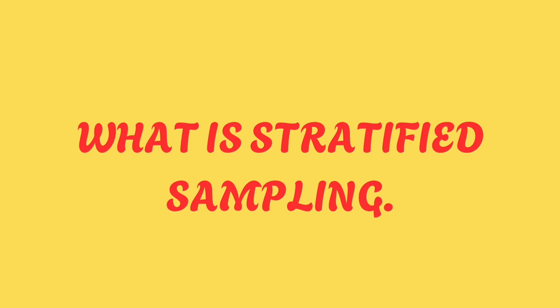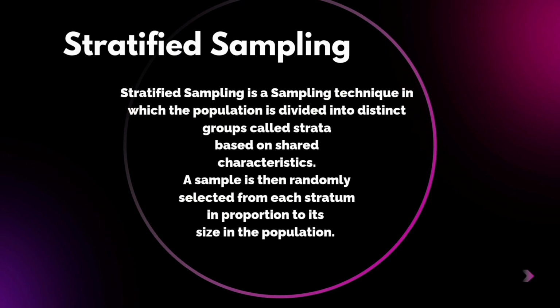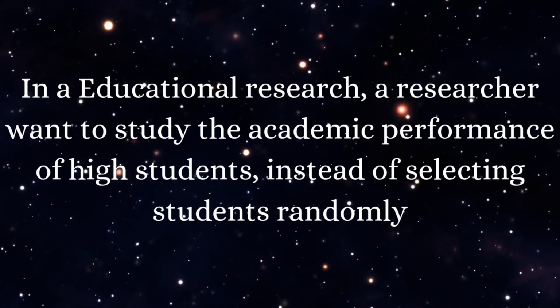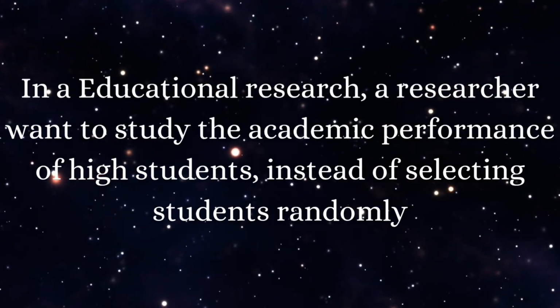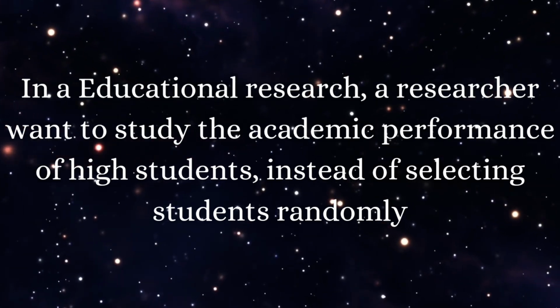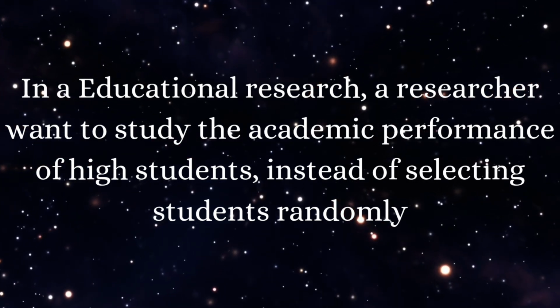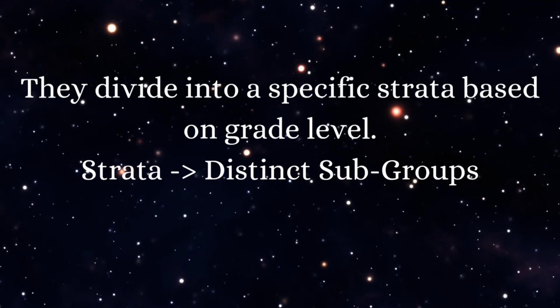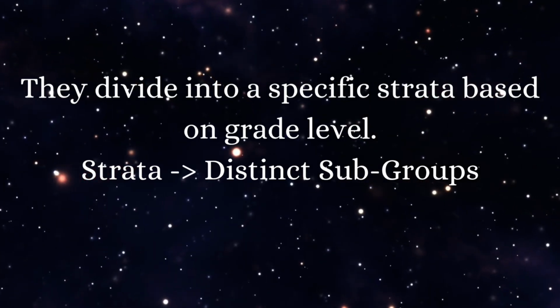Then what is stratified sampling? That is a sampling technique in which the population is divided into distinct groups called strata based on shared characteristics. A sample is then randomly selected from each stratum in proportion to its size in the population. In educational research, say a researcher wants to study the academic performance of high school students, right? So instead of selecting students randomly, they divide them into specific strata based on grade levels, right?